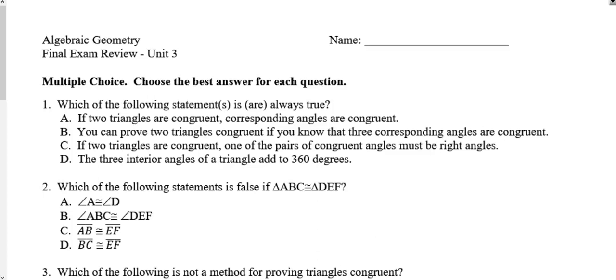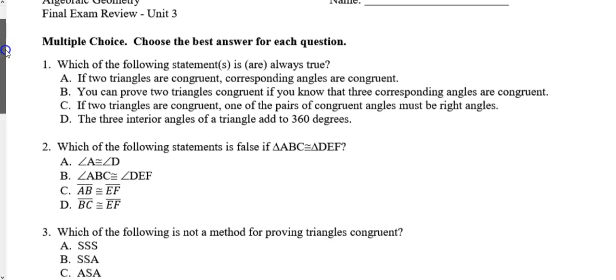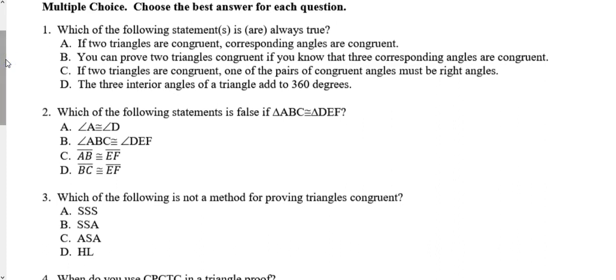Right, Unit 3, final exam review. Choose the best answer. Which of the following statements is or are always true? That tells you there could be more than one answer. If you ever see something like this, it tells you that you possibly have more than one answer.